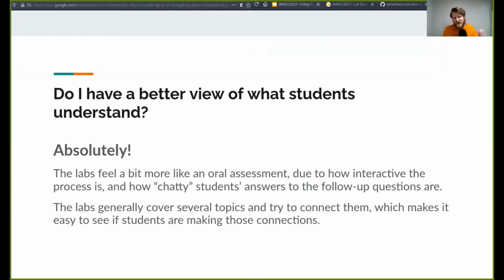And then also the labs cover a bunch of topics. Like I said, I'm trying to connect some themes in the classes. And so it's really easy to see which students are really seeing the underlying themes in the course and which students maybe aren't, and which connections students are able to make and which ones they aren't able to make. So I do feel like I have a much better view of what students actually know in my classes than I did beforehand. But like I said, I don't think I had a very good view of that beforehand at a granular level.